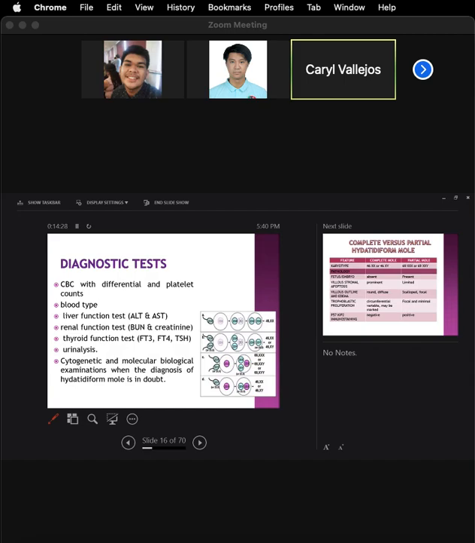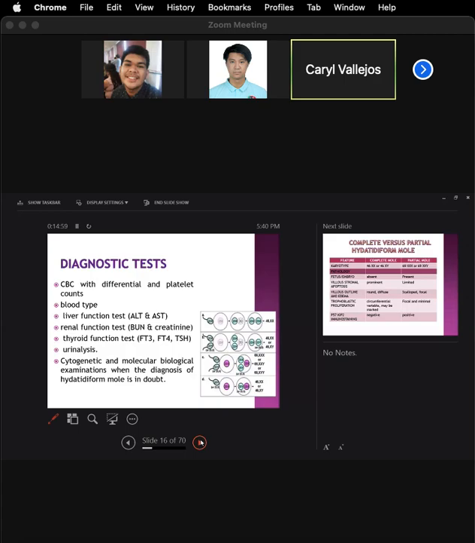So thyroid function test is also being requested, and if there is an elevated beta hCG, automatically the patient has a thyrotoxicosis or hyperthyroidism that is secondary to your GTD. Cytogenetic and molecular biological examination is done when the diagnosis of hydatidiform mole is in doubt. However, this is being requested only for academic purposes.